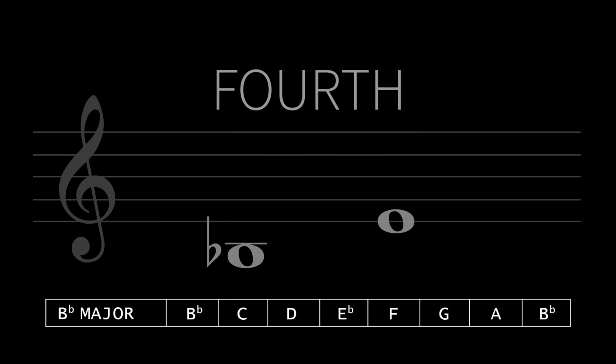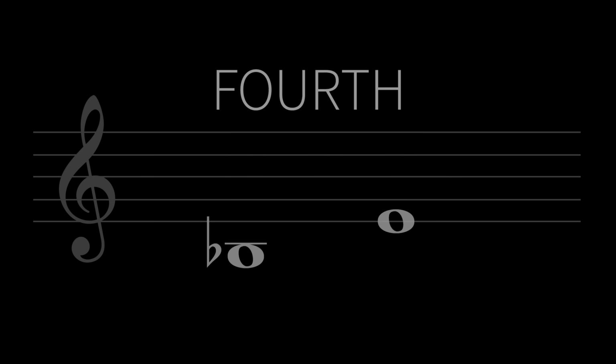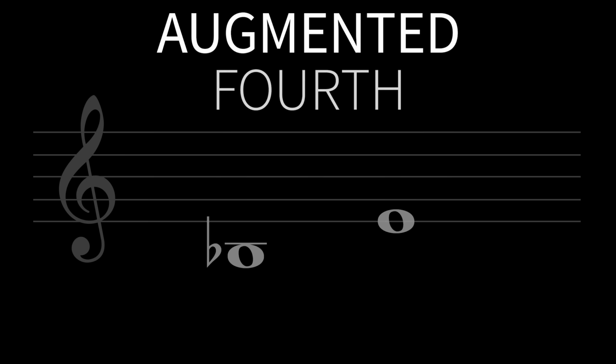Is the upper note in the key of the lower note? It isn't. B flat major contains E flats. E is a semitone higher than that, so we'd say this is an augmented fourth.